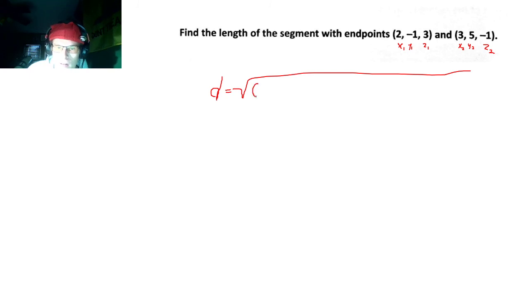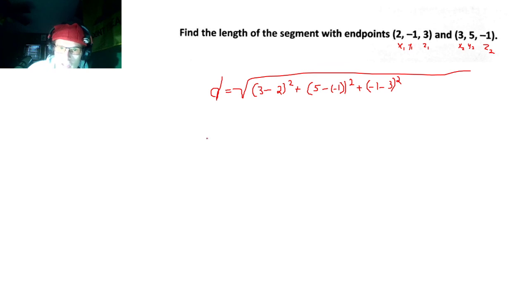All right, so we have our x2 first off. Substitute that in. Minus x1, which is 2, the quantity, squared, plus y2, 5, minus 1, the quantity, squared, and then z2. So we add z2 into the mix as well. -1 minus 3, the quantity, squared.